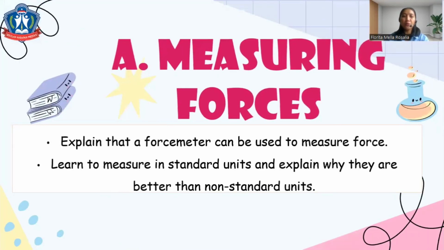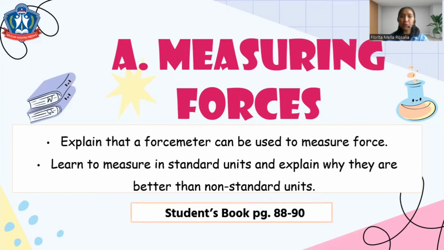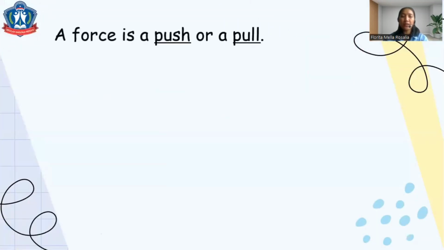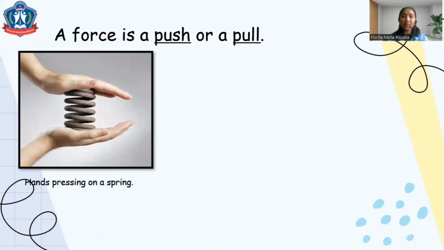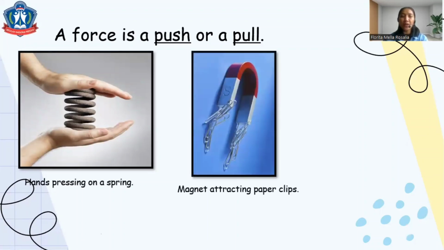So here, you are going to explain that a force meter can be used to measure a force. And then the second one, learn to measure in standard units and explain why they are better than non-standard units. You can see from the student's book, page 88 until 90. First one, what is a force? Force here is a push or a pull. I have 2 different pictures. First, hands pressing on a spring, and the second one, a magnet attracting paper clips.